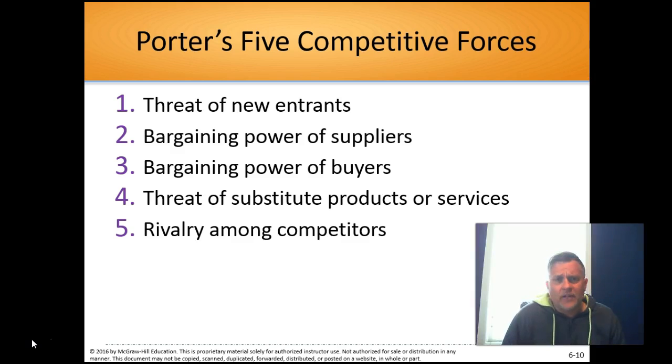So you might look at something like oil refining, right? It's very difficult to get into the oil refining business. There's a lot of legislation. There's a lot of costs associated. You need to build a refinery. You need to source oil. It's a very difficult industry to get into. So if I'm in that industry, the threat of a new entrant is very low.